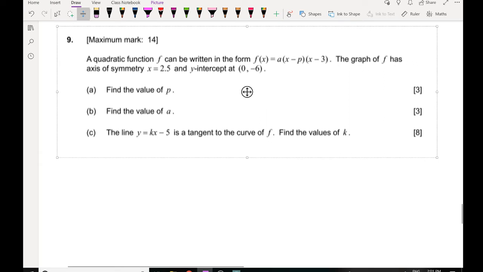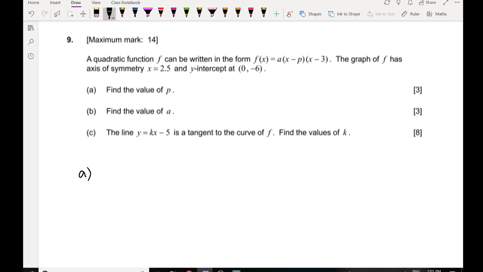So, a quadratic function can be written in the form f of x equals a times x minus p times x minus 3. The graph of f has an axis of symmetry at x equals 2.5 and a y-intercept at 0, minus 6. So they say find the value of p. And I know Gyung didn't ask about a and b, but just for the sake of completeness, I'm going to run through them anyway. So they ask you to find the value of p.